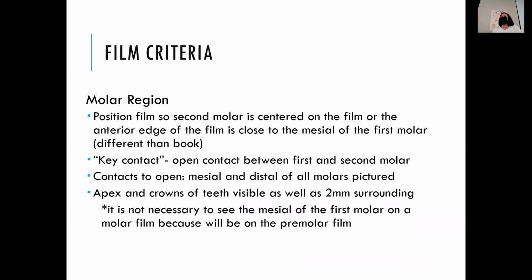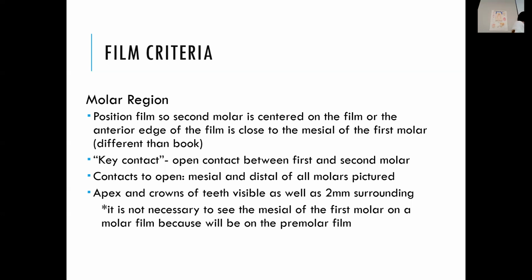Diagnostic film criteria for the molars, position film. So the second molar is centered on the film. The anterior edge of the film is close to the mesial of the first molar. This, I guess, is different from what the book says. I'm not sure exactly what the book says, but when you're placing your sensor in the patient's mouth, just try your best to center that sensor on the second molar, and then notice that the anterior portion of your sensor is likely toward the mesial of the first molar.